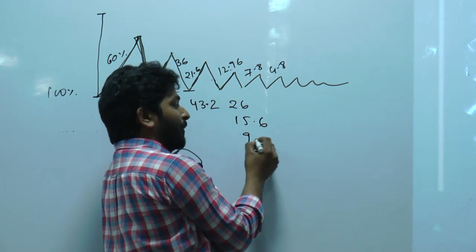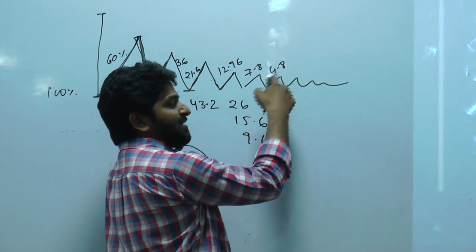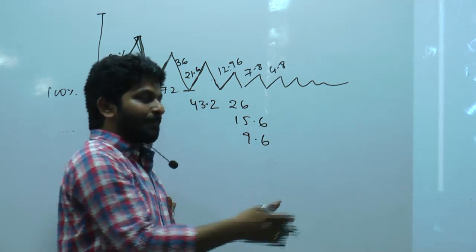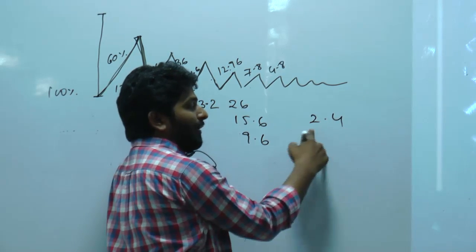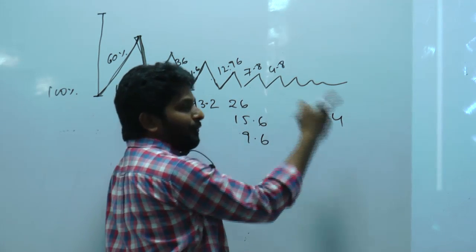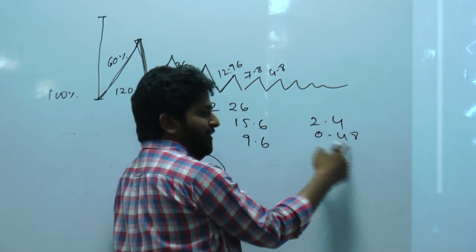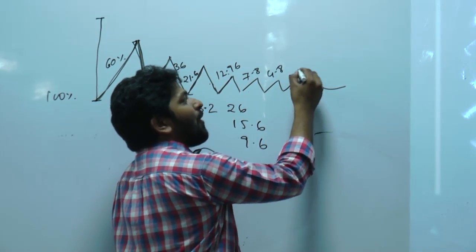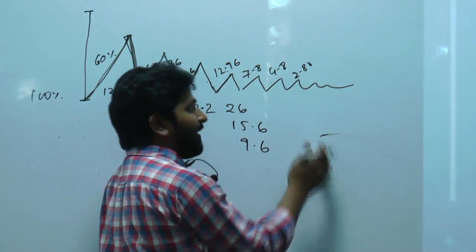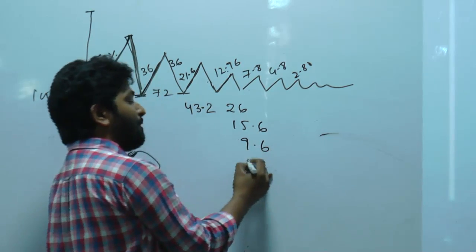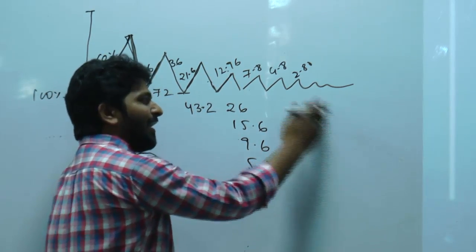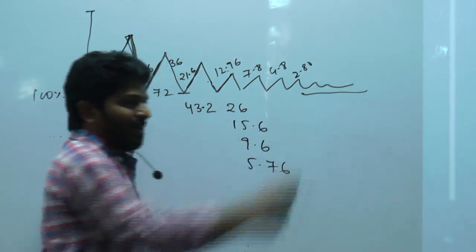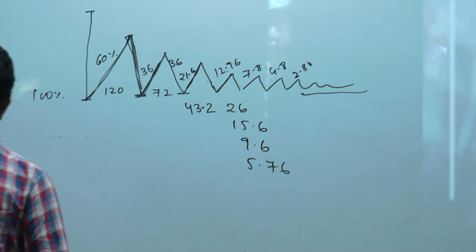Total 9.6. 60% of this number, 4.8: half plus 10%. Half is 2.4. 10% of this number is 0.48, which makes 2.88. If this is 2.88, the other one will also be 2.88. Total that is 5.76. Enough. Hardly will that be more than 20% or 25%.